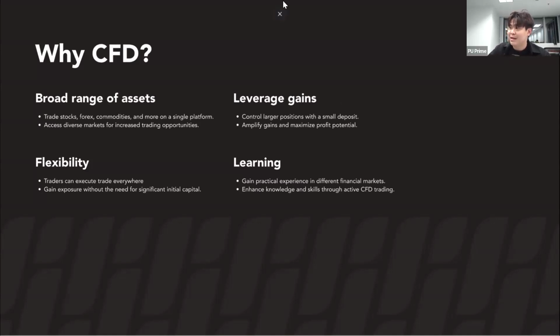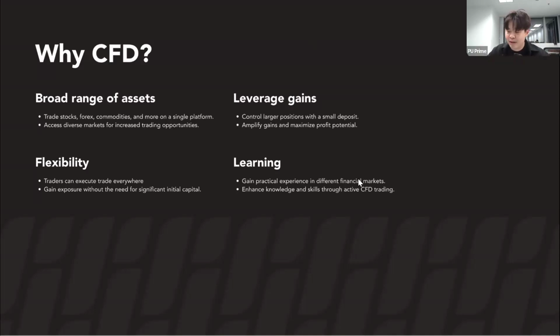And then in this CFD industry, we are calling it leverage gains. So let's say if you have $50 in your hand, you are able to open some positions in gold, some positions in crude oil. Why is that so? It's because of leverage. Later we'll deeply expand on what leverage is. And then the third thing is flexibility. You can just trade with your phone, trade with your laptop, in different types of asset classes. This is what you call flexibility.